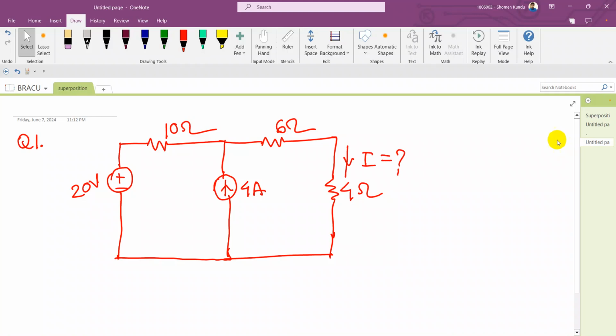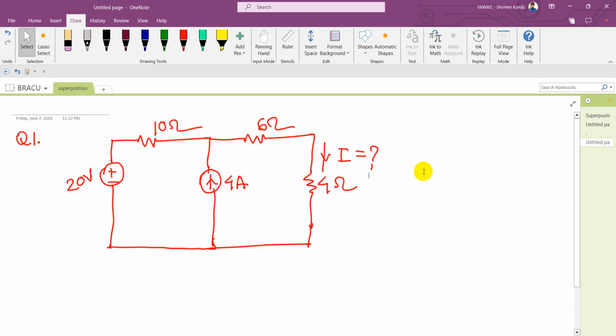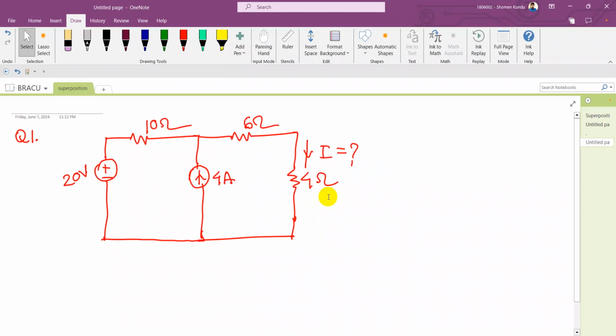So look at the circuit. There are two sources and you can solve it easily by node analysis or mesh analysis, but you have to deal with lots of equations. But if we want to solve this using the superposition theorem, we can simplify the calculation technique. As there are two sources, we need two steps.